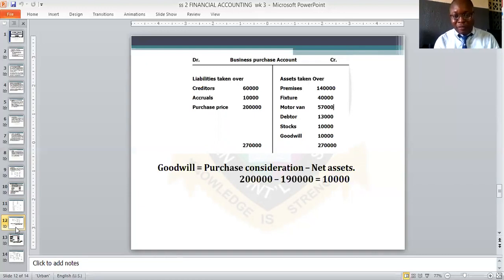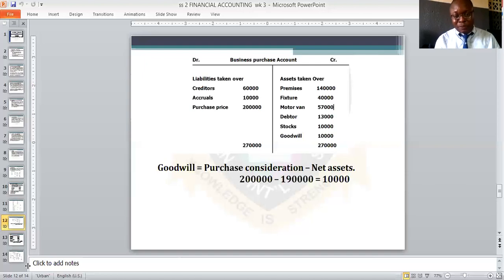So let us look at the asset taken over. Asset taken over we have on the screen here is 140,000. The fixtures 40,000. Then the motor van is 57,000. Debtor 30,000. Stock we have 10,000. Then we come to the liability side. That's a creditor 60,000 naira, acquire 10,000.